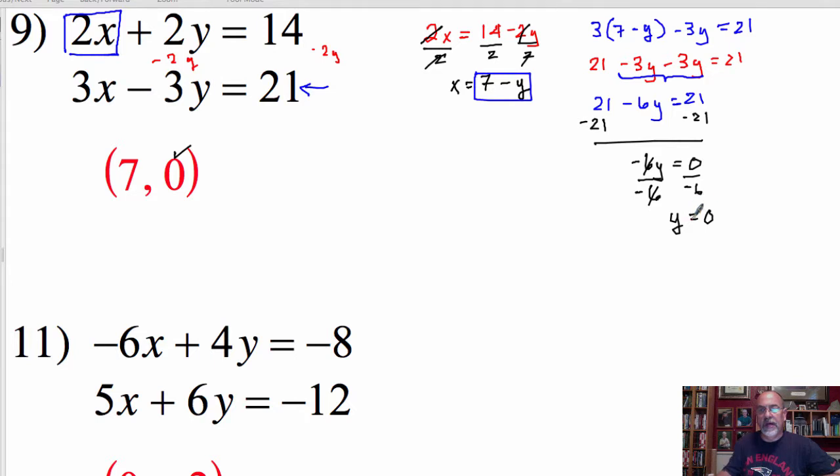Now we know that y and 0 are interchangeable. That's what that equal sign tells me. So going back to any of these equations that I've worked with so far, I can put in the value for y, 0, and get my x that way. And again, because this is already solved for x, I normally go back to this one. So this is going to be 7 minus 0, so x is equal to 7. So we have our solution to our system.